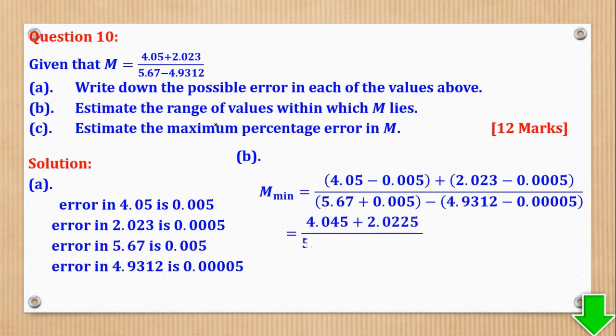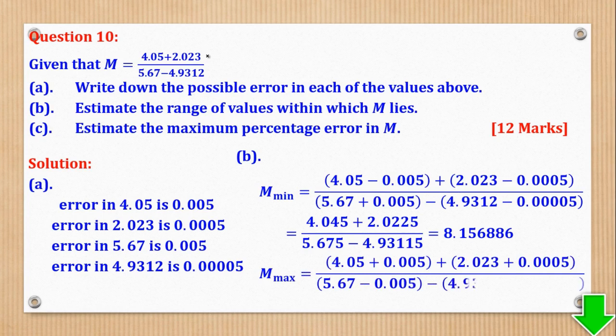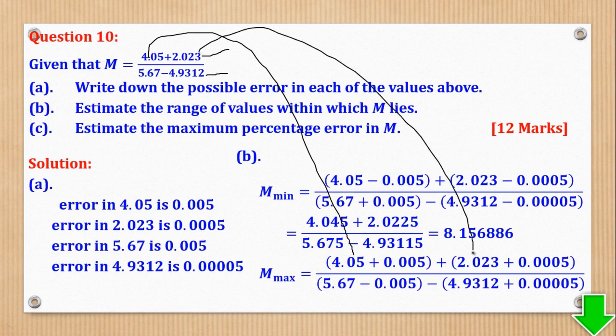Then you can use a calculator to get the answer they wanted. They did not specify the number of decimal places, therefore it is advisable to use 6 when they don't specify. That was minimum. What about maximum? Maximum means the numerator is maximum, denominator is minimum. So for maximum numerator or maximum addition, this should be maximum and this should also be maximum. Then for minimum subtraction, this should be minimum, but this is maximum.